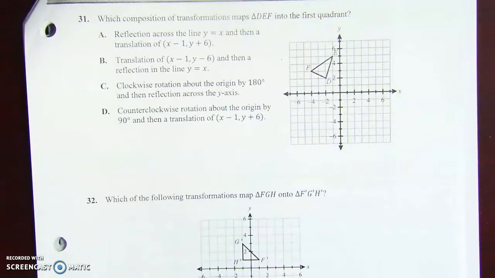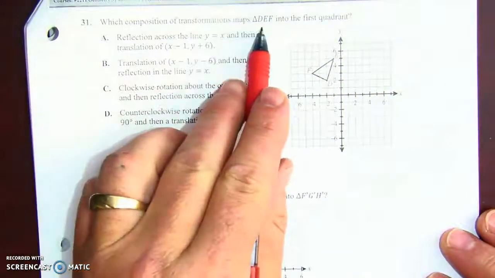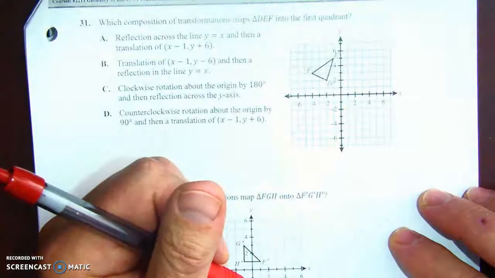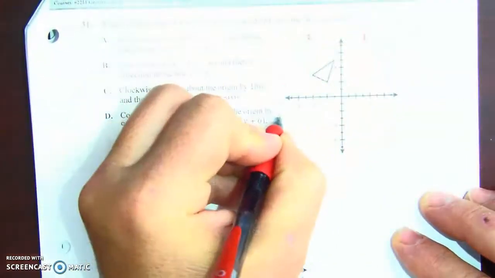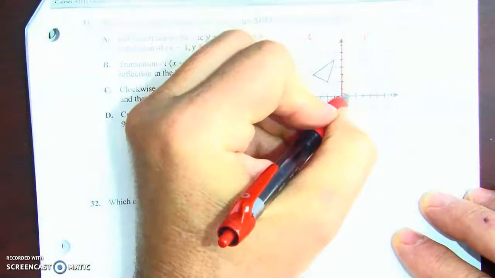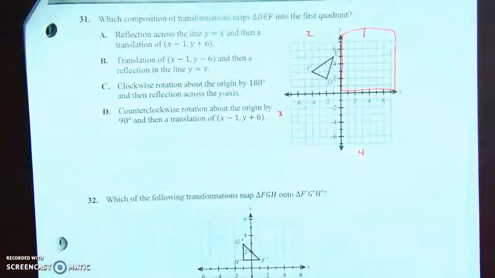Through 40 here, 31 through 40. Starting with question 31. It's asking which composition of transformations maps A, D, D, E, F into quadrant 1. So if you think about quadrant 1, where is quadrant 1? Remember, it's always this is 1, 2, 3, and 4, right? So we want to have it go somewhere in this quadrant here, okay?